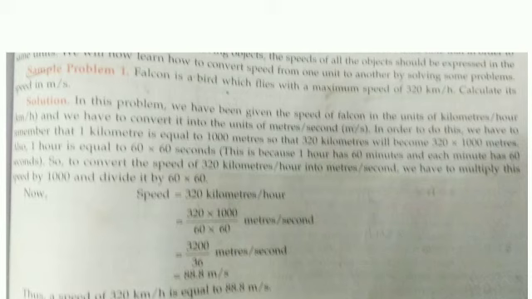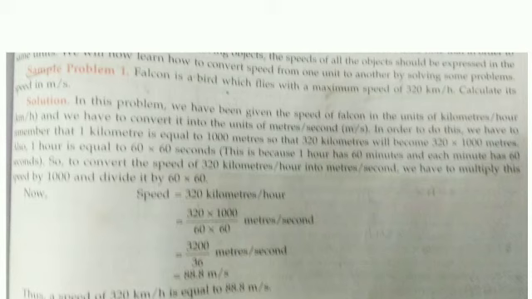Similarly, 1 hour is equal to 60 into 60 seconds. 60 minutes into 60 seconds. So 1 hour is equal to 60 into 60 seconds. This is because 1 hour has 60 minutes and each minute has 60 seconds. So to convert the speed of 320 km per hour into meter per second, we have to multiply the meter by 1000 and divide it by 60 into 60.